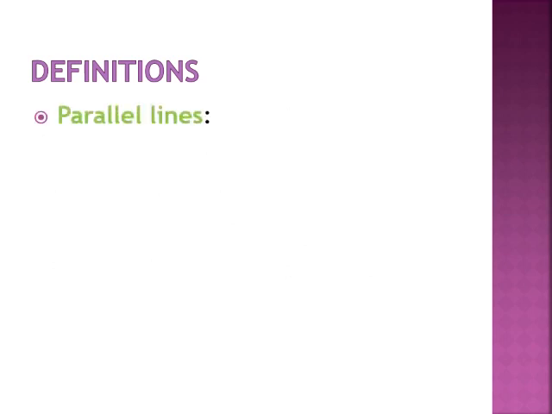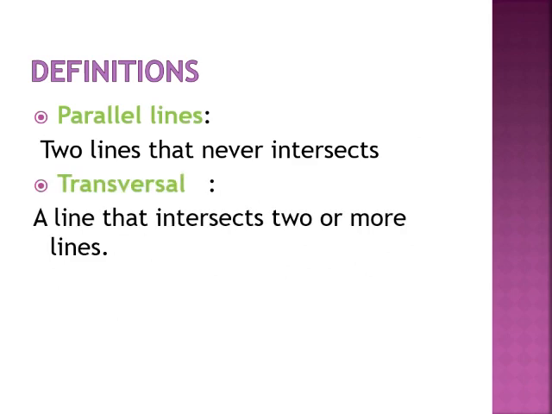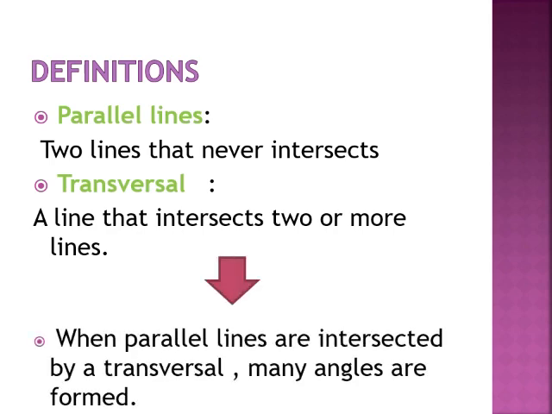Definitions. What are parallel lines? Parallel lines are two lines that never intersect. What is a transversal? A transversal is a line that intersects two or more lines. When parallel lines are intersected by a transversal, many angles are formed.